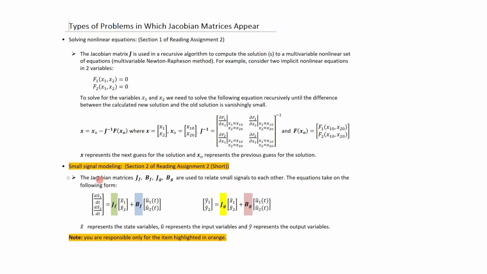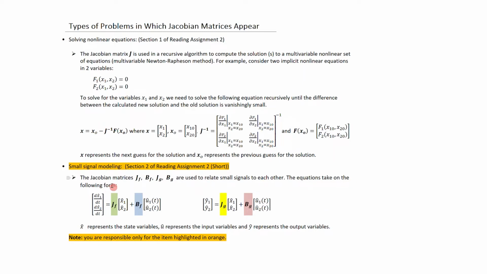The other thing we use it for is small signal modeling, and this is essentially the topic that we're dealing with in this lecture. This comes from section 2 of reading assignment 2, short. The short assignments are the ones that you're responsible for. What we're going to end up with are Jacobian matrices JF, BF, JG, BG, all subscripted, and they're used to relate small signals to each other.